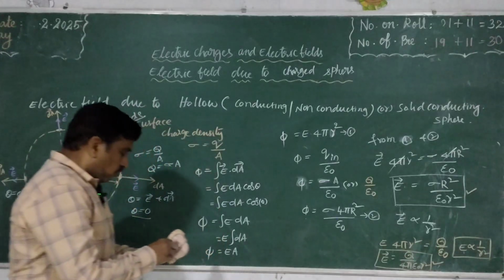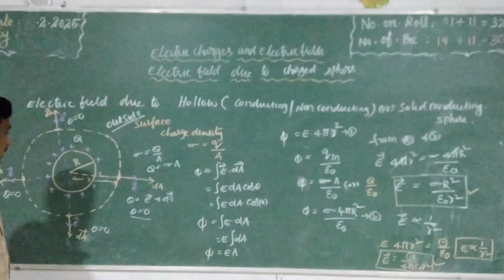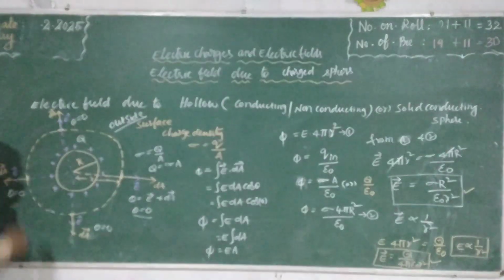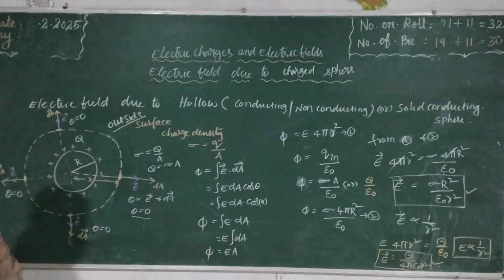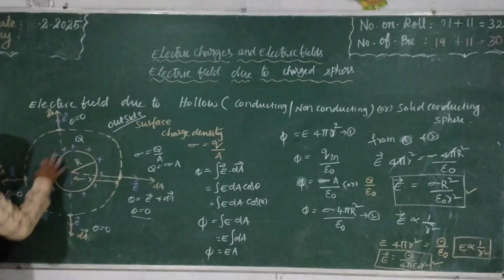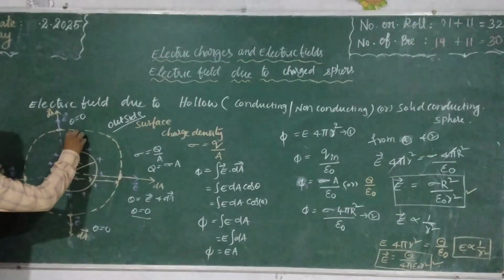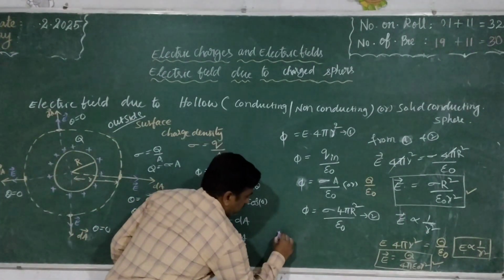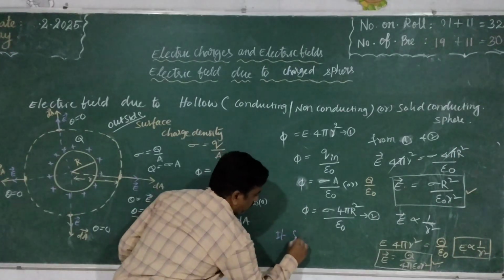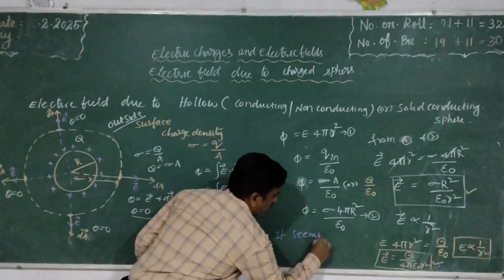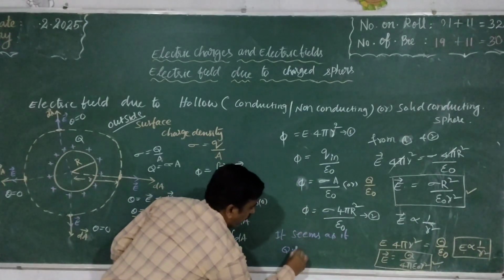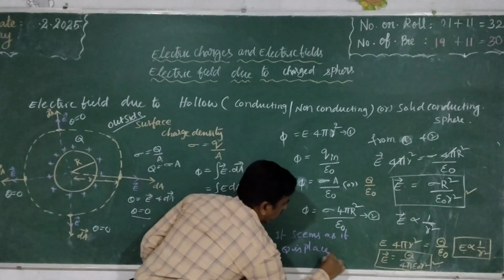See here, what we can observe now. This total charge will act as Q. From a far distance, the total solid sphere appears as Q. So it seems as if Q is placed at the center of the sphere.